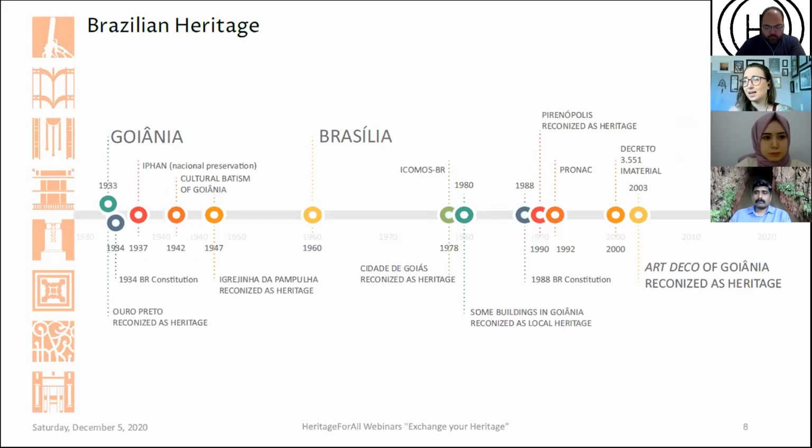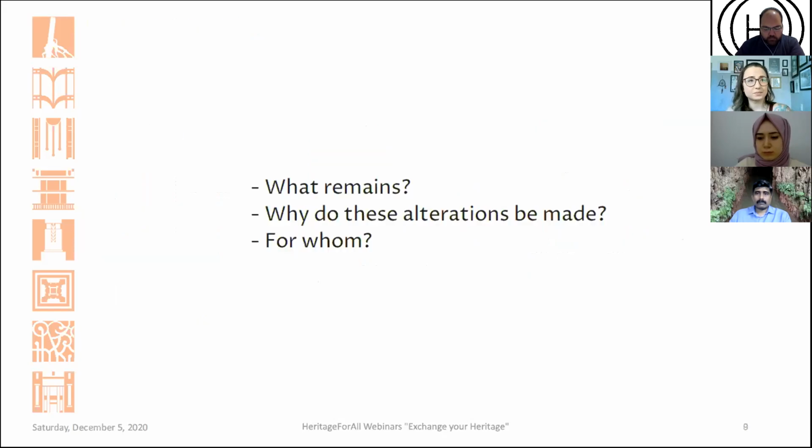So I use a lot of graphics in my research. This is one of them, the timeline where I show Goiânia, Brasília, Brazil's capital, and the different heritage regulations and things made over time. So we have a lot of different moments, and Goiânia is a very new city, and we had a lot of years before the official recognition of its heritage.